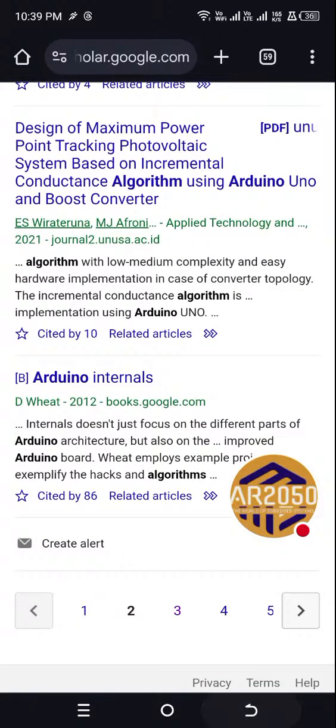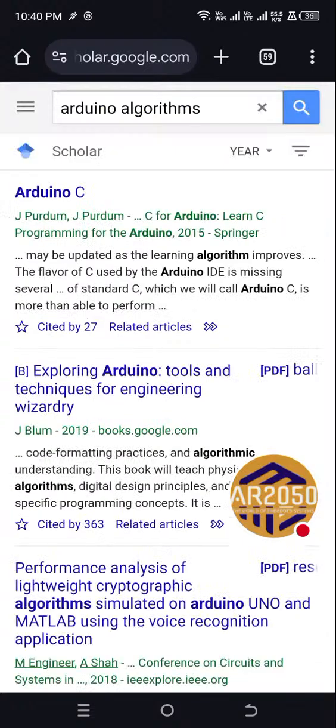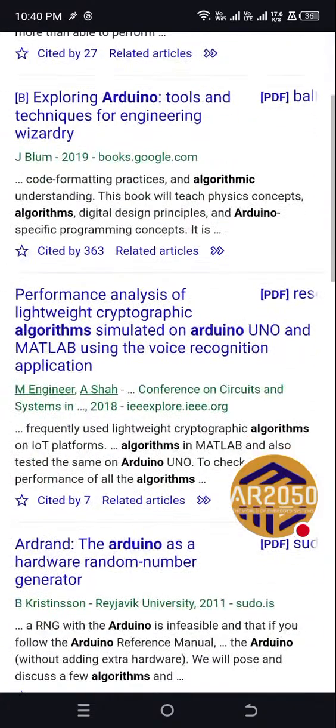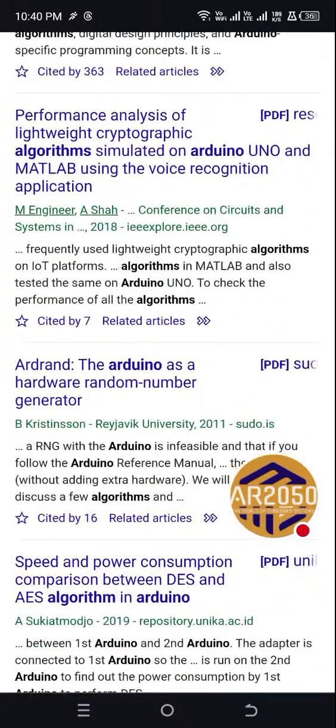Did we miss something in the last page? Design of maximum power point tracking, MPPT. So the MPPT again. No, we are not touching the MPPT today. I'll just upload a video on my YouTube channel for that. Oh, I forgot that. Never mind. Exploring Arduino tools and teachings for engineering. Now, this is not a topic. The Arduino as a hardware random number generator.